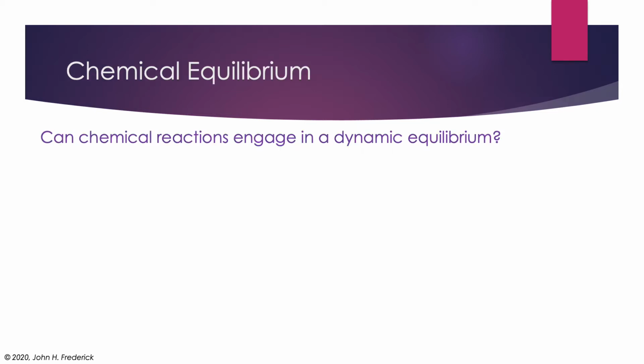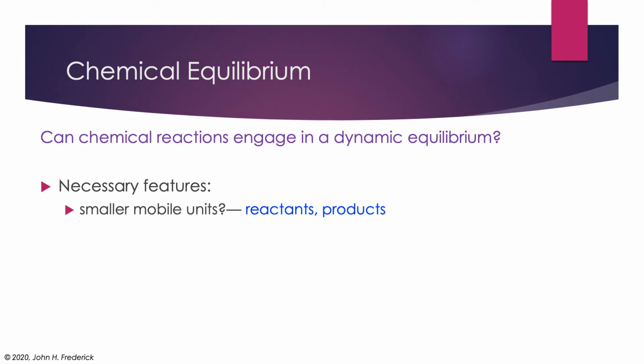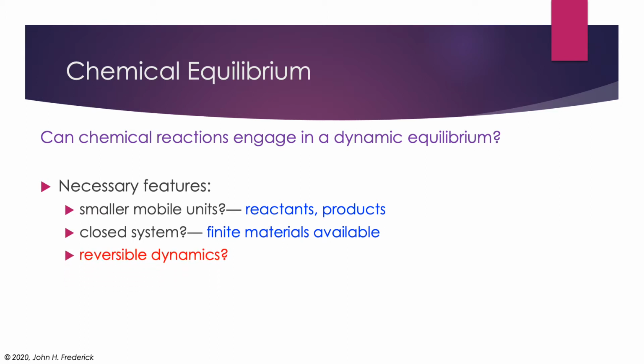Can chemical reactions engage in a dynamic equilibrium? Well, we know they have to have certain necessary features. They need to have smaller mobile units, which in this case would be the reactants and products. It needs to be a closed system. Normally when we set up a reaction, there are a finite amount of materials available, so that's a closed system. The only thing that's left is to determine if there's reversible dynamics.